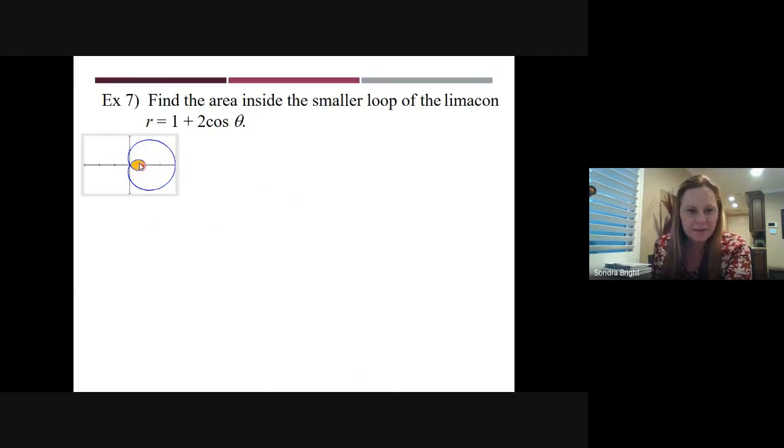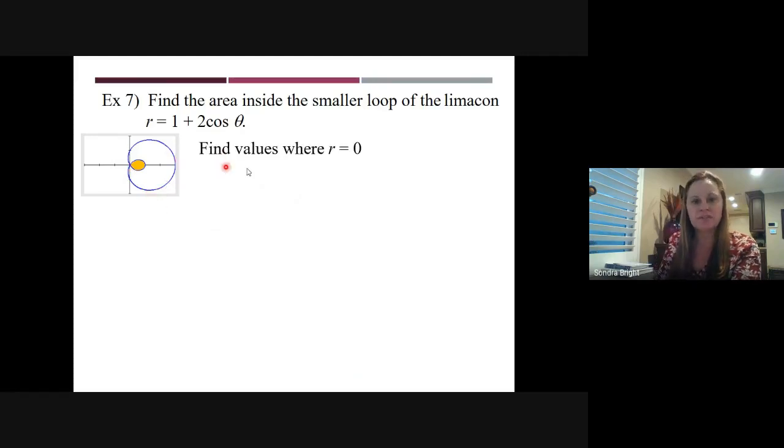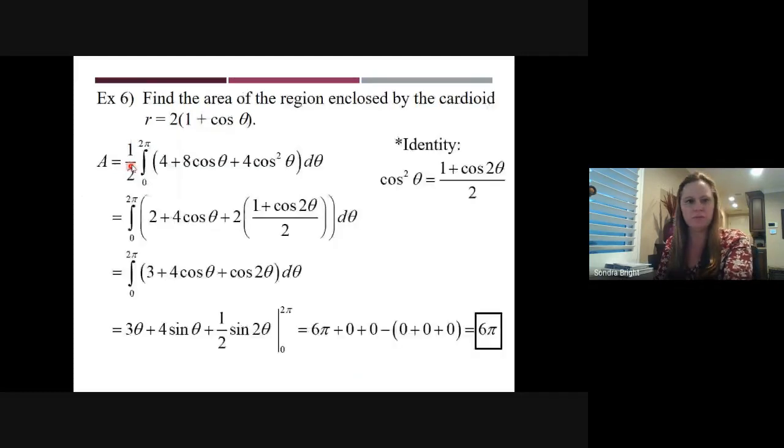But we only want this inner loop. So what do I care about? I want to know when is my radius 0? When is my r value 0? Because this is going to come around, hit the 0 here, whatever angle that is, and then it's going to keep on going and then hit 0 again, right? So we want to find the values when r is 0, because that's going to give you the bounds of the inner loop.